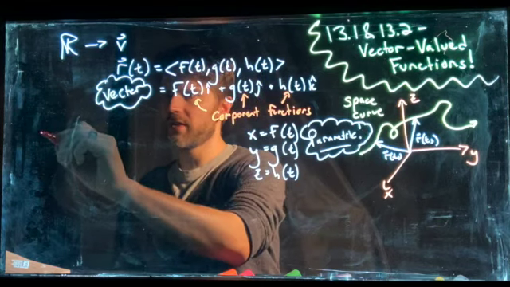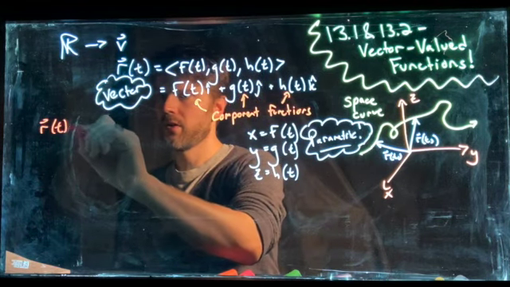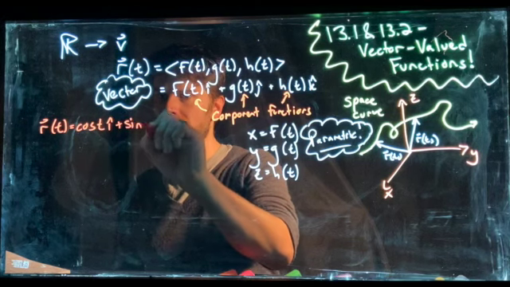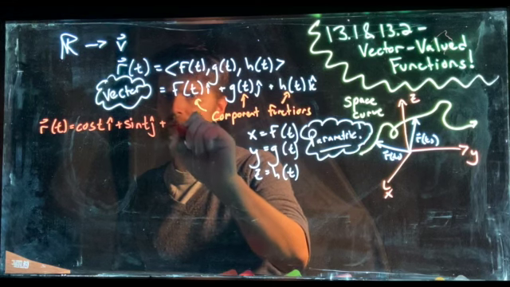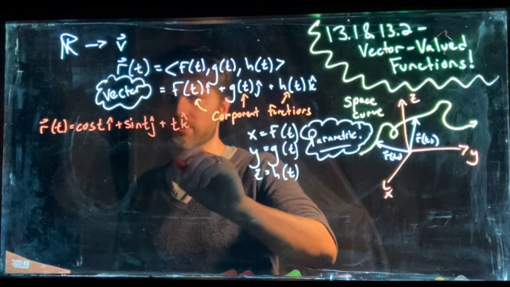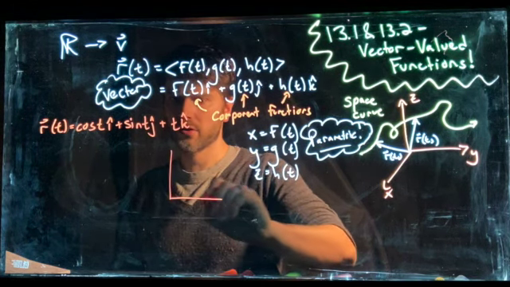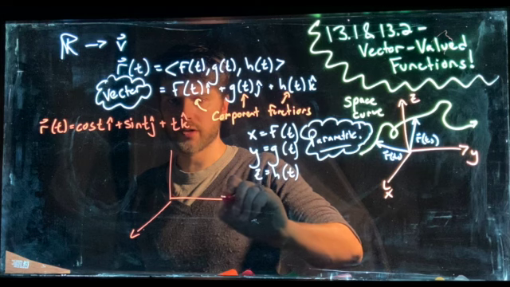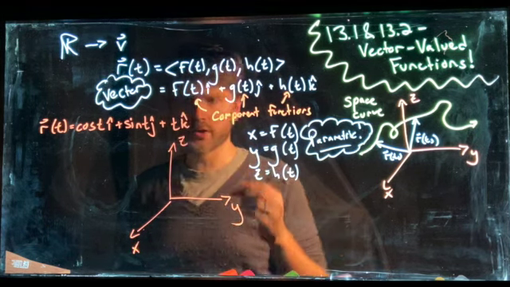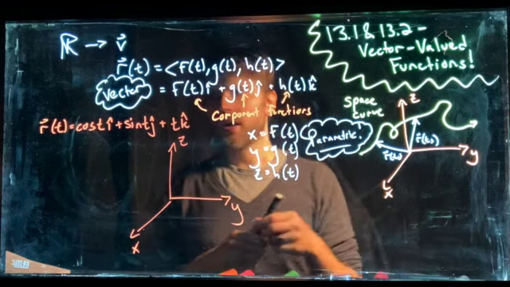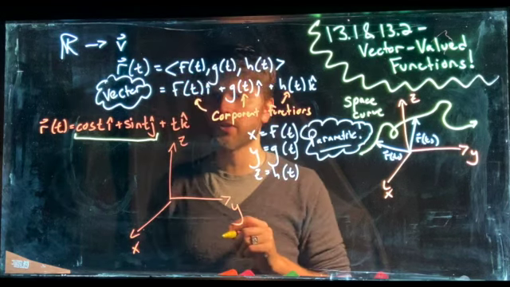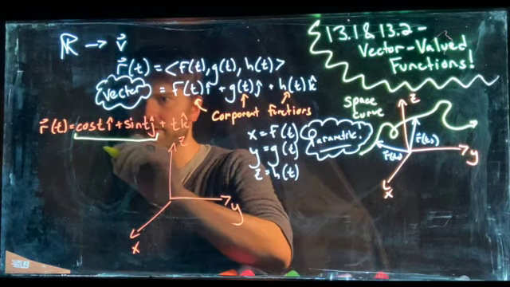This is r of t equals cosine t i hat plus sine t j hat plus t k hat. And our objective is going to be to try to sketch this and see what it looks like. If you look at the first two terms here, the cosine t i hat plus sine t j hat, this might be somewhat familiar or suspicious. You see x looks like cosine, y looks like sine. This is, of course, a unit circle.